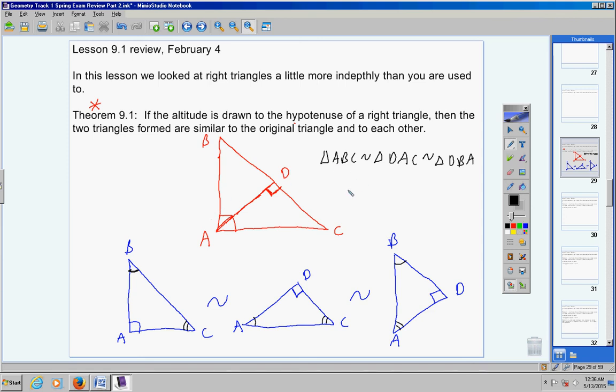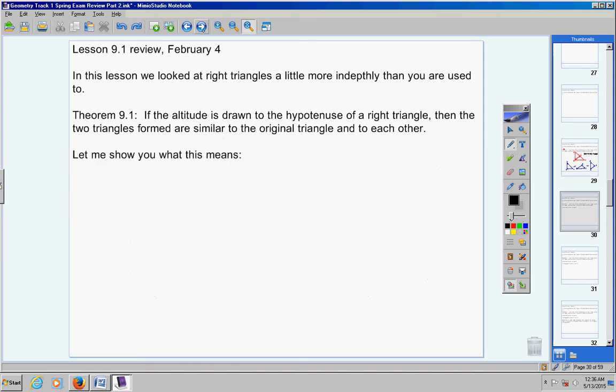And now that you've done that, you can very easily write your proportions if I asked you to, like AB over DA. Or you could say DA over DB would be another ratio. I'm not going to write all those down, but my point is I wanted you to see how these triangles are similar. Okay, let's finish up lesson 9.1 quickly.